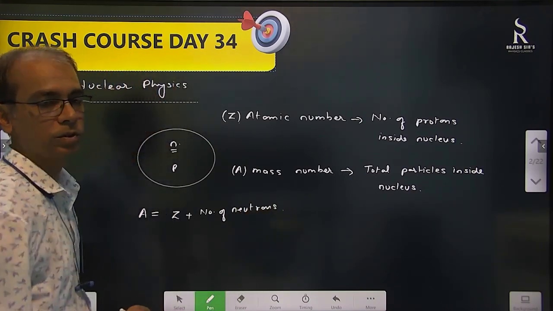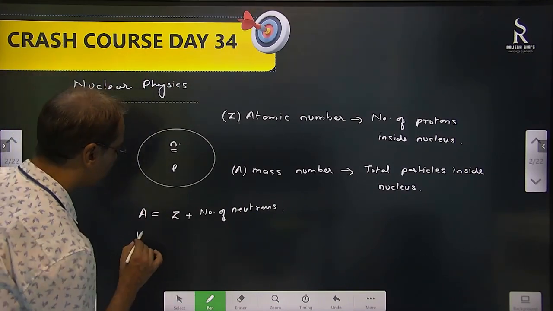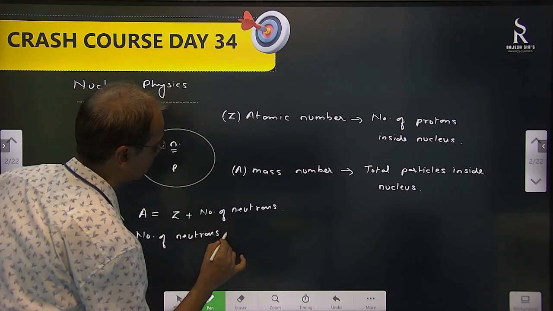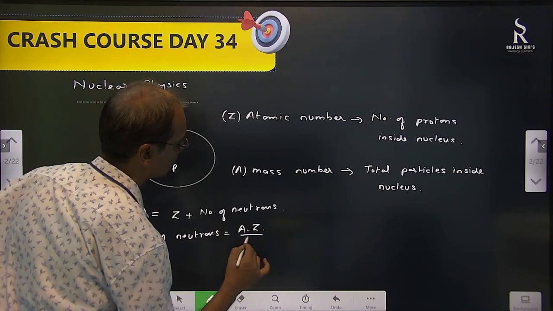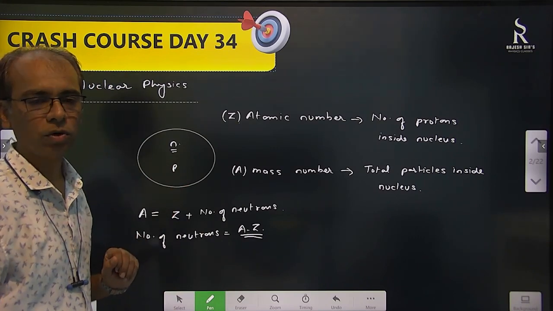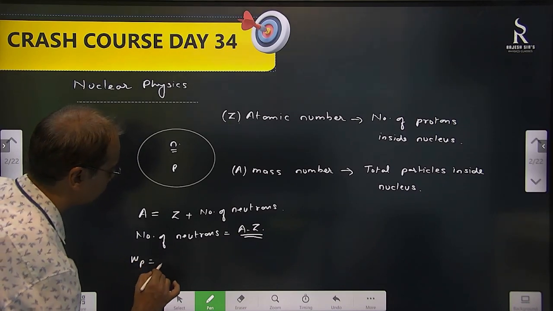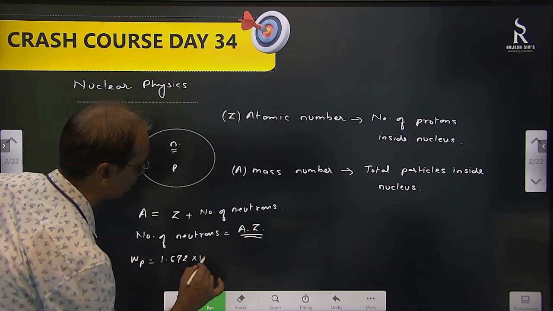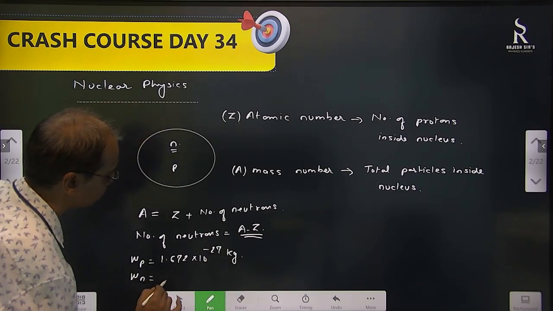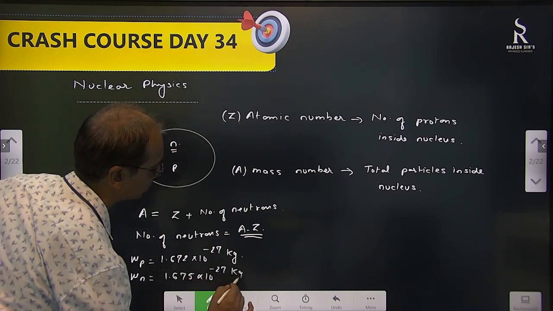So number of neutrons is equal to A minus Z. Sometimes a question is asked on this also. What about the mass of proton and mass of neutron? Almost the same. Mass of proton is 1.672 × 10^-27 kg, and mass of neutron is 1.675 × 10^-27 kg.